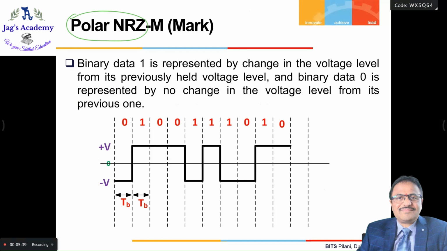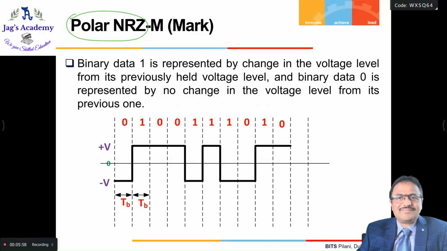The moment you get polar NRZ, your representation always goes by plus 3 and minus 3. Always. But here, there is a small technique used to represent a sequence of zeros and ones.